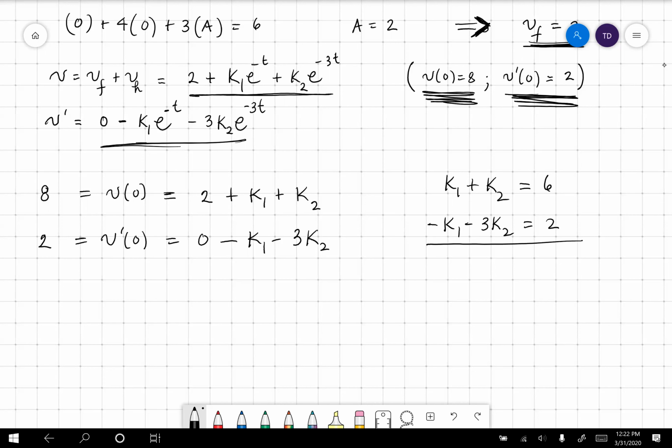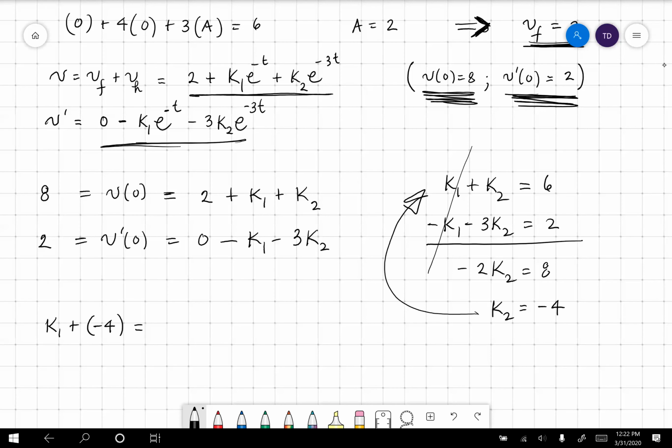No need to use Cramer's rule. It's too easy. We'll avoid that. We'll just add them. The k1's cancel when we add. Minus 2k2 is equal to 8. Therefore, k2 is equal to minus 4. Having that, let's substitute back into here. And so we have k1 plus minus 4 is equal to 6. So we're just going to add 4 to both sides. Therefore, k1 is equal to 10.